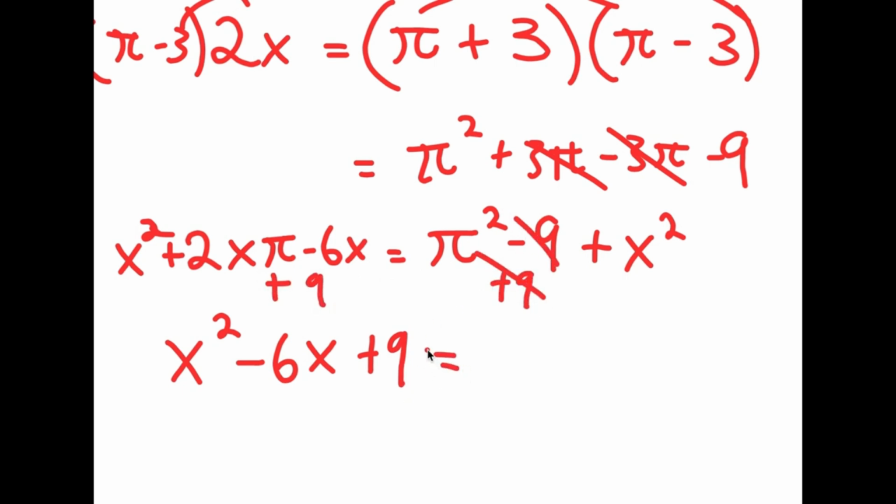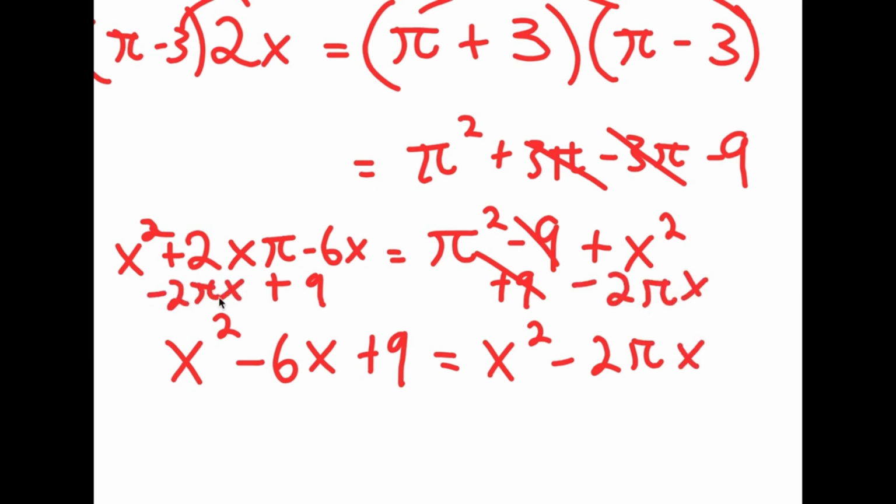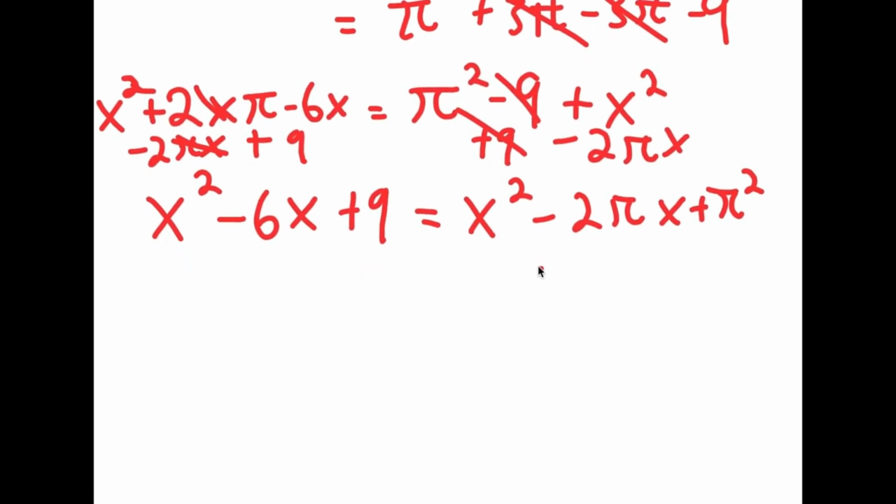Is equal to x squared minus 2 pi x, so I'm going to subtract 2 pi x on both sides. And at the end, plus pi squared. So I have x squared minus 6x plus 9 is equal to x squared minus 2 pi x plus pi squared.